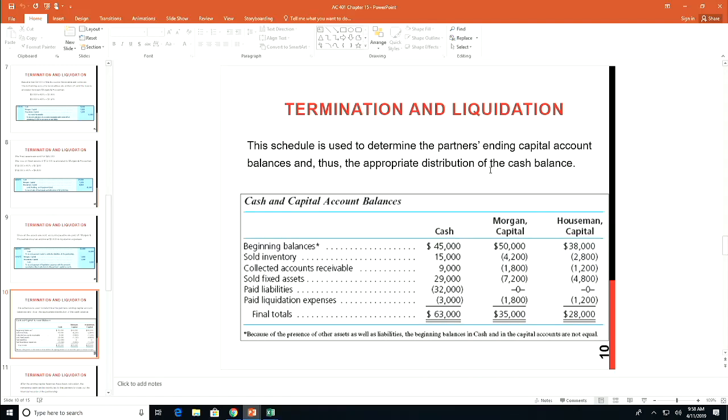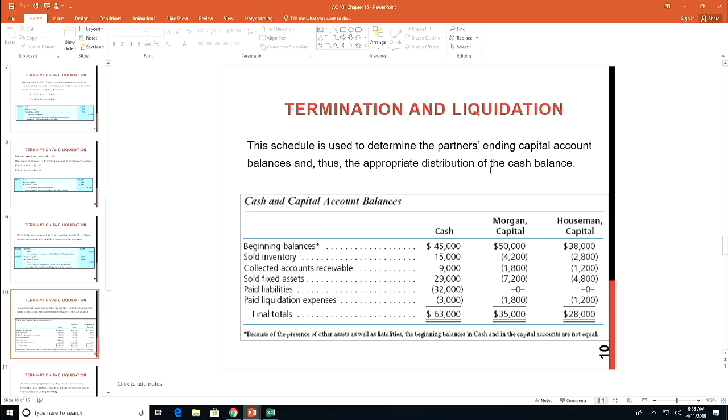Now the final payment will be based on the capital balance, right? Not the PL ratio. So 63,000, you have this free cash after doing all the steps. Morgan's capital shows 35,000, Houseman's capital shows 28,000. So Morgan will take 35, Houseman will take 28. Finish. We'll close everything, partnership is gone.